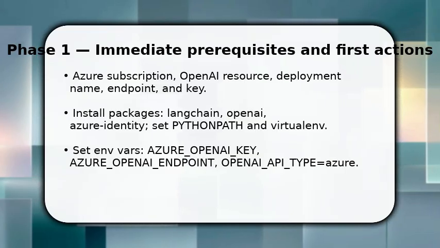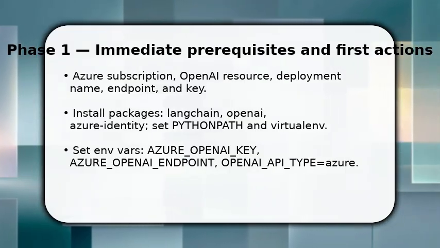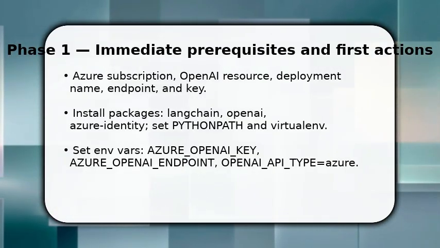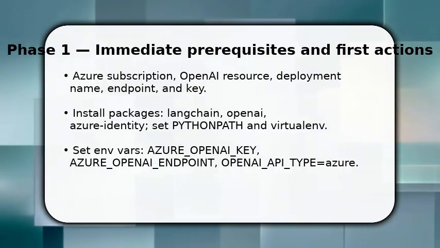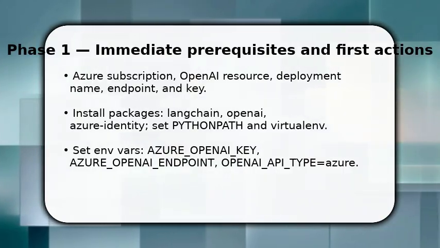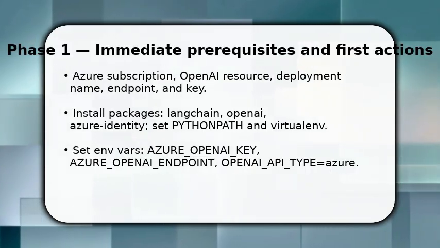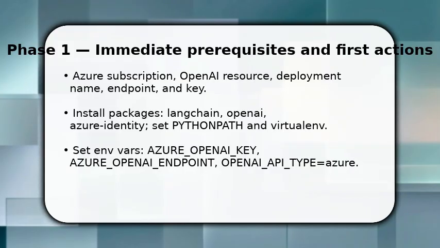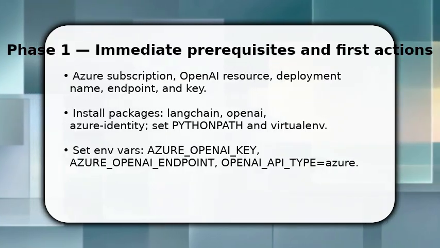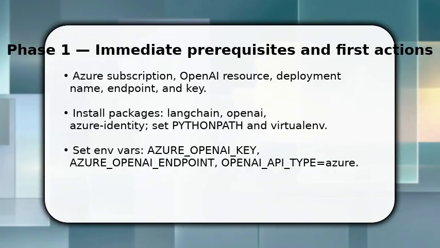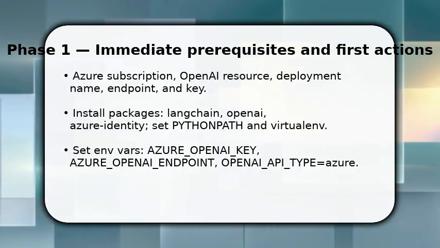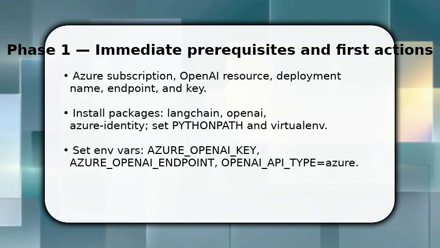You start by confirming essentials: an Azure OpenAI resource with a deployment name and your key. Once done, install LangChain and the OpenAI client. Make sure your virtual environment is active. Next, export environment variables for Azure OpenAI key and Azure OpenAI endpoint, and set OpenAI API type to Azure so the SDK targets the right API.